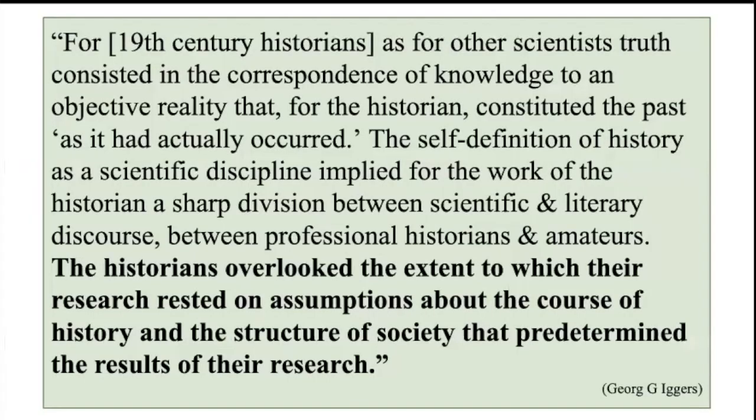For 19th century historians, as for other scientists, truth consisted in the correspondence of knowledge to an objective reality that, for the historian, constituted the past as it had actually occurred. That's what they thought. The self-definition of history as a scientific discipline implied for the work of the historian a sharp division between scientific and literary discourse, between professional historians and amateurs.